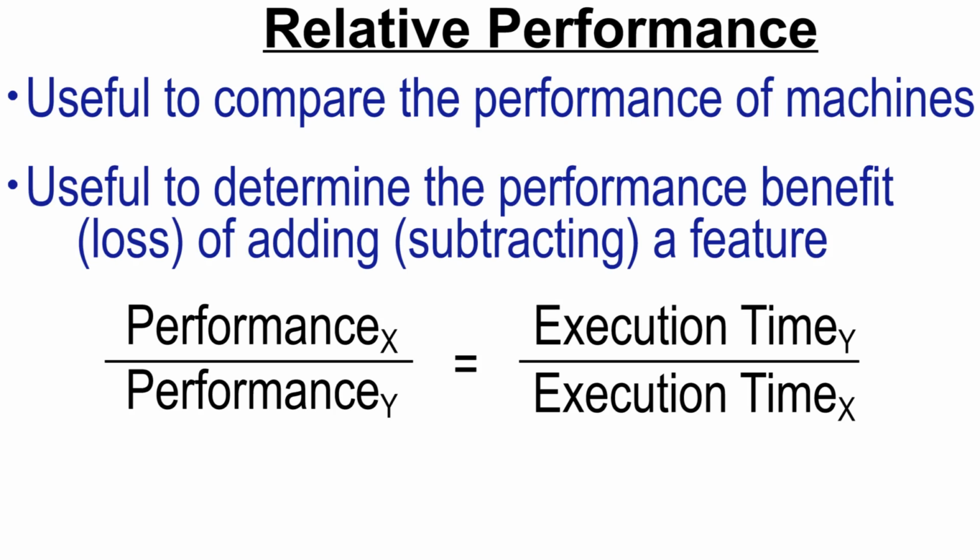Here's the equation for relative performance, where x and y could be two different machines, or for example, x could be an enhanced version of machine y. Performance x over performance y is the inverse ratio of their execution times. Now, if x is an enhanced version of y, then it will have a smaller execution time, and this ratio should be greater than 1. So I get some kind of speedup and a performance improvement.